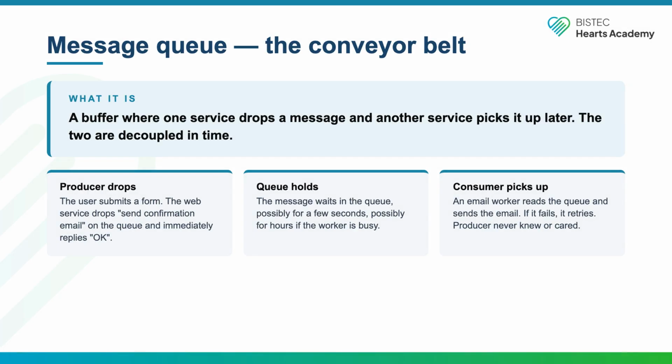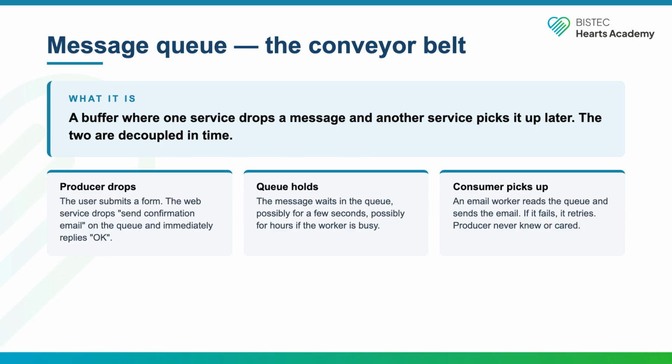A message queue is a buffer for asynchronous work. Imagine a conveyor belt in a factory. One person drops items on the belt. Workers pick items off the other end at their own pace. The dropper does not wait for the worker. The worker does not wait for the dropper. They are decoupled in time.